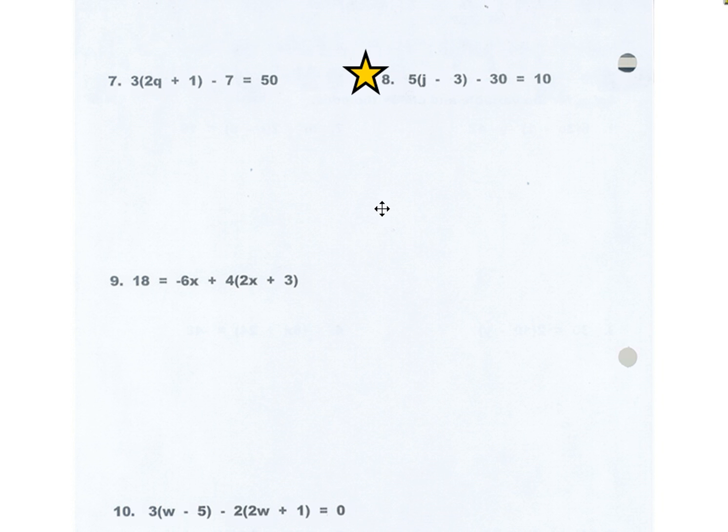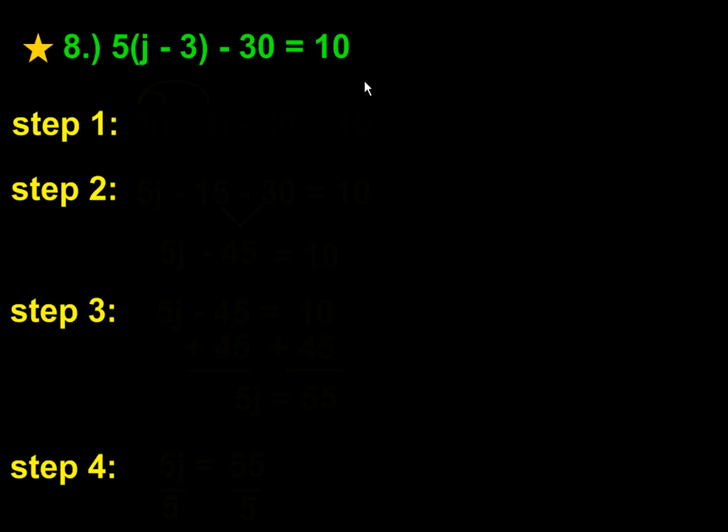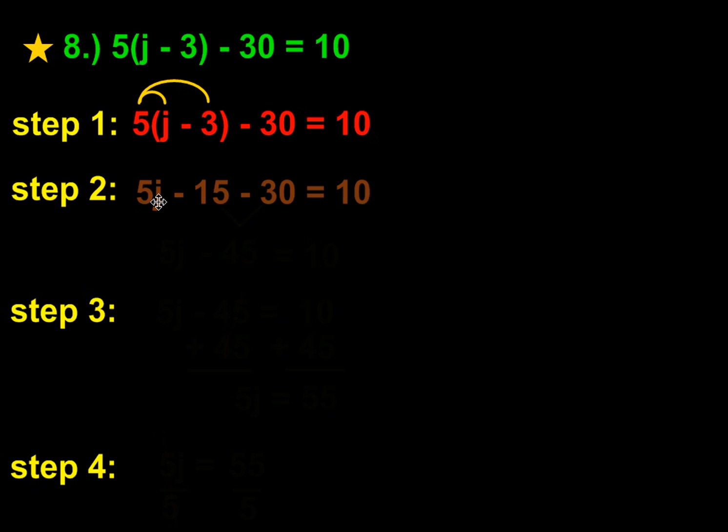Last question we're going to do is question number 8. So we have 5(j minus 3) minus 30 equals 10. So we'll copy the problem down. And again, we focus on parentheses, and we look at distributing the 5 to the j and to the negative 3. Once that's been distributed, you should have 5j minus 15. 5 times 3 equals 15, and a positive 5 times a negative 3, you're going to get a negative. The rest of the problem comes down.